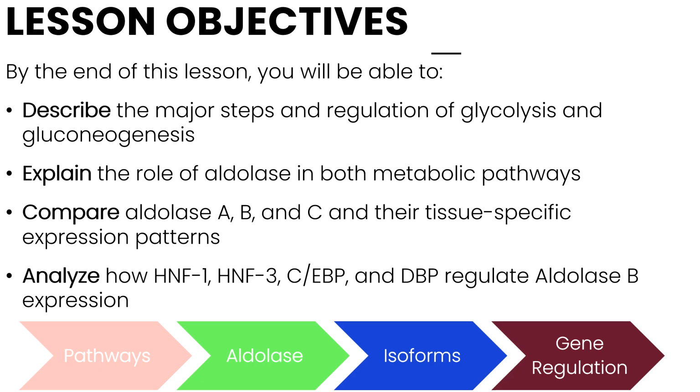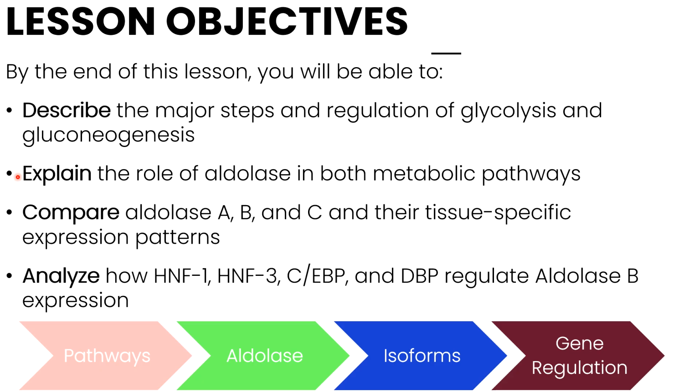Before we get into our pathways, we're going to go over the 4 main objectives that are going to help guide our lesson for today. First, we're going to review the major steps and regulation of glycolysis and gluconeogenesis. More importantly, we're going to discuss how these pathways are regulated. Since they essentially accomplish opposing metabolic goals, we need to understand how the cell coordinates their activity.